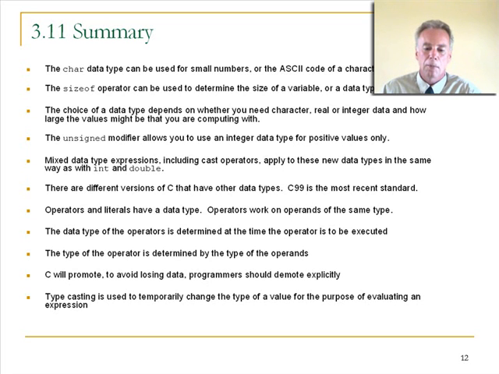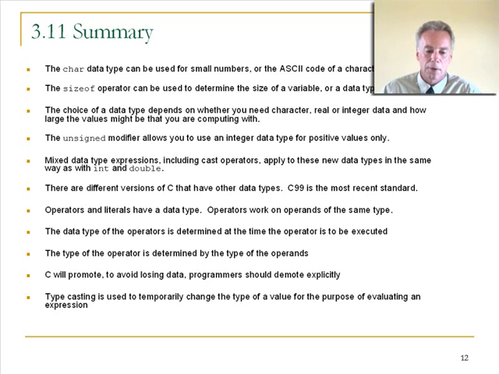The unsigned modifier is on the integer data types only. It's not for float and double. So unsigned allows you to use positive values in your variables, and that gets you a different range from 0 to a number, as opposed to a range of values where 0 is in the middle and you have negative and positive numbers.